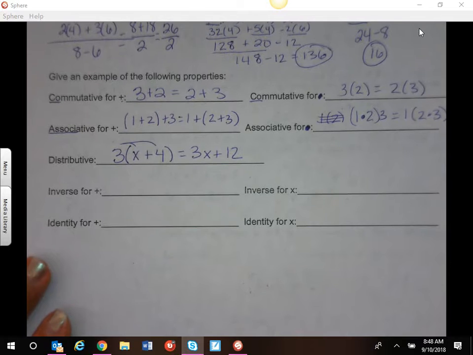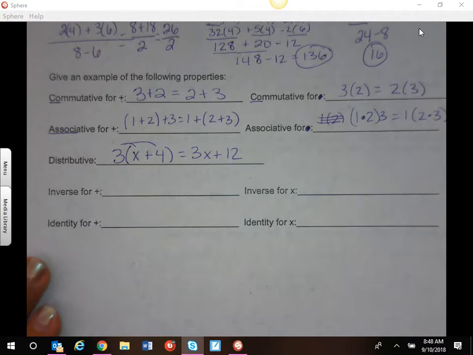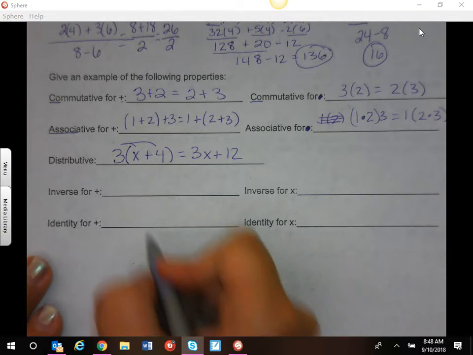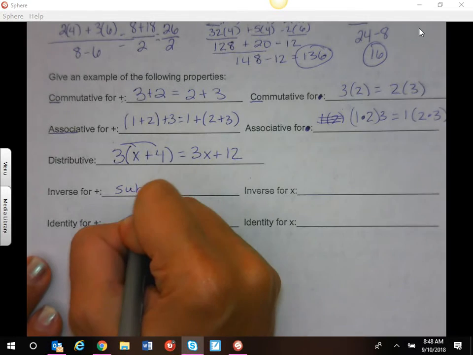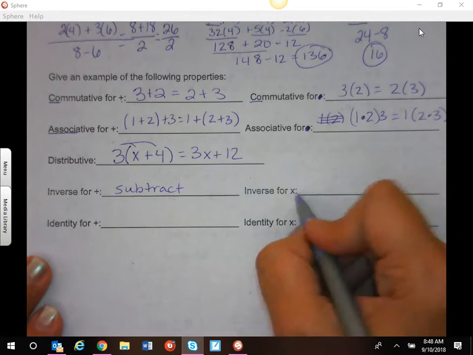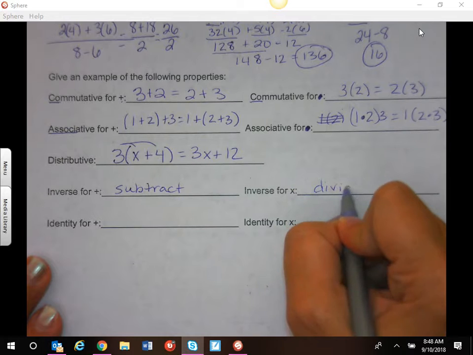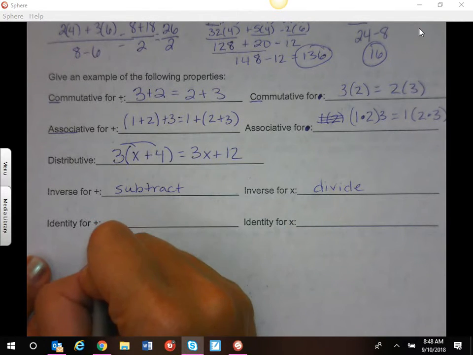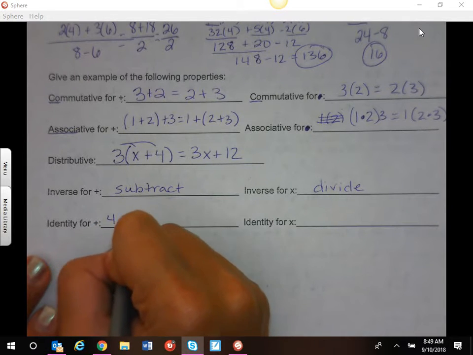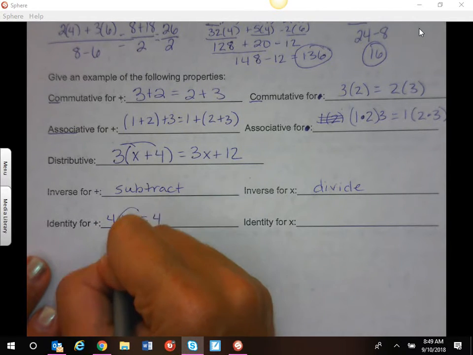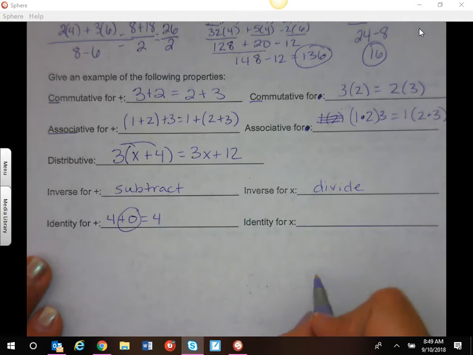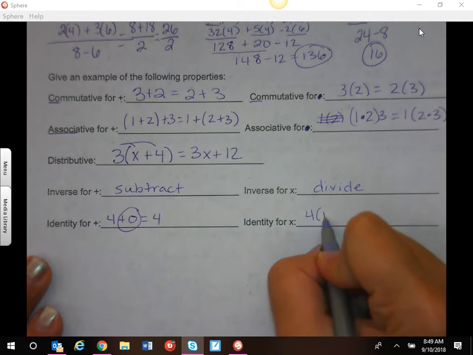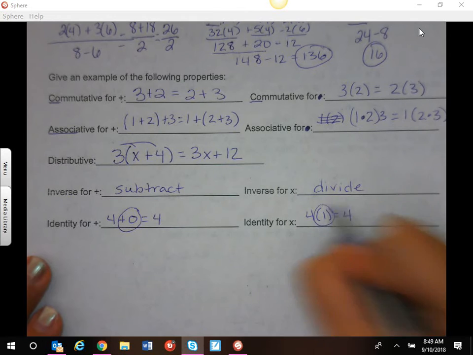Inverse, remember, we said was the opposite. So the inverse for addition is subtraction. We can just write that. And the inverse for multiply is divide. The identity for addition, remember, you want the same thing. So we could say 4 plus 0 is 4. So remember, the identity for addition is 0, but for multiplication, it's times 1.